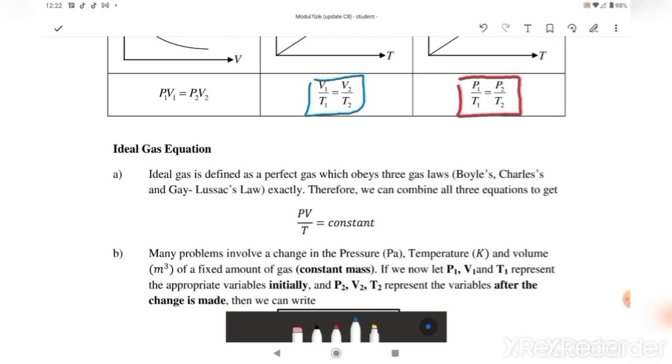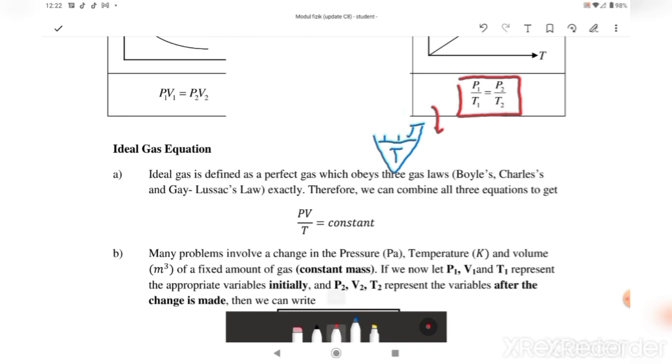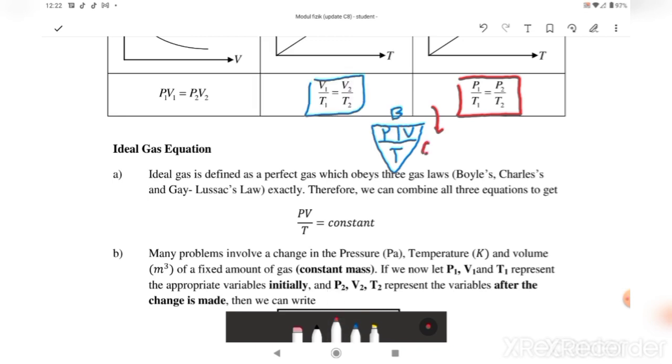Okay, we have one technique for you to remember these laws. Since we have three laws here, we can write them in triangle form. You draw a triangle and write P here, this is V, and the bottom one is T. Then we rotate the triangle clockwise. So P times V is Boyle's law, V over T is Charles' law, and P over T is Gay-Lussac's law or pressure law. So we have BCG here.